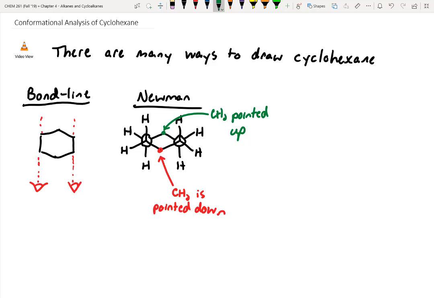All right, and now the fun one. Newman projections for cyclohexane are really tricky to draw, as you can probably tell. The one that most chemists prefer to do is either bond line or this version called a chair. So we'll draw this 10 times fast.